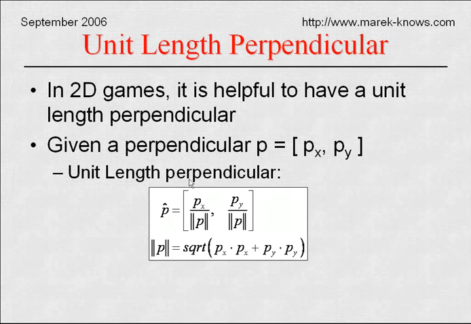You can double check it. After you get these values, you could take this value, square it, and add it to this value squared. Then if you square root that total value, you should get 1. That's just a way to double check to make sure that you have a unit length perpendicular. And that's all that there is to perpendiculars in two-dimensional space.